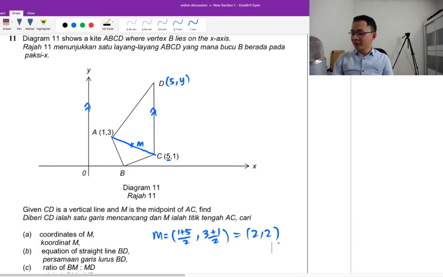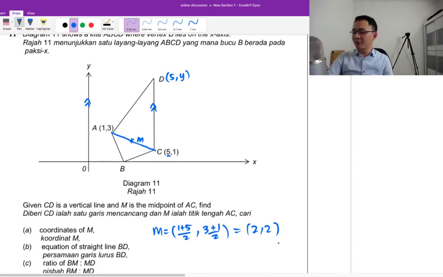And then the next one, the equation of the straight line BD. Okay, this one is very important, because in order to do this, you need to understand the idea of the kite. If this is a kite here, then we know basically here will be 90 degrees. It's compulsory to be 90 degrees, because this length and this length are the same, and this length and this length are the same. So here will be 90 degrees.